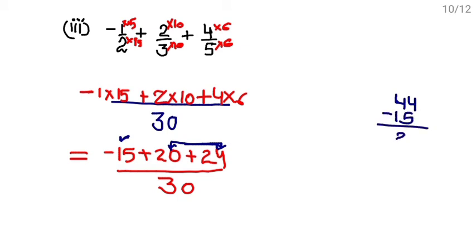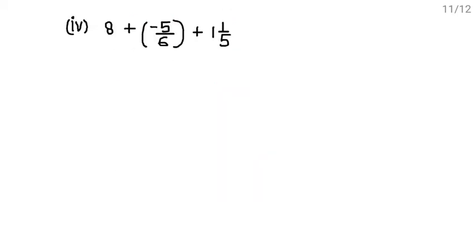So what are you getting now? You are getting 29. Clear? So this is 29 with a plus sign upon 30. This is your answer. Next is 8 plus. 8 can be written as 8 upon 1, right? Plus minus 5 upon 6.